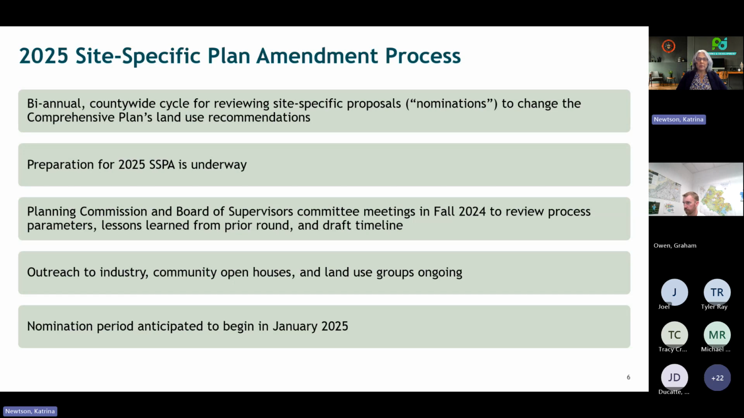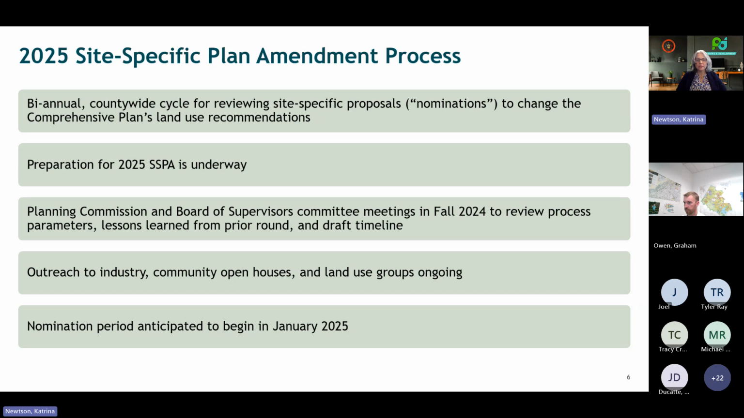The prior round began in fall of 2022, and it resulted in submission of 75 nominations. And we believe this is in part due to pent-up demand in certain areas and in part due to broader shifts in the office and residential real estate markets. We don't anticipate the same volume of nominations with this upcoming round, but again, I can't say that for sure, but that's not what we anticipate.